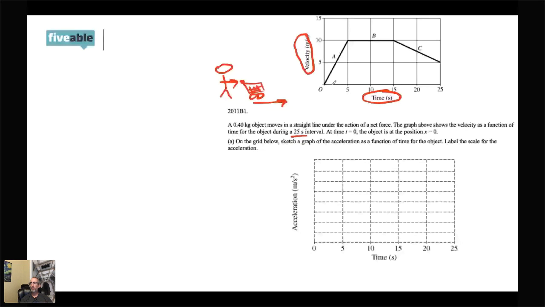Excellent. So our first person has said slope. Now everybody else is saying slope. Very good. So let's find the slope of this. We know that the slope of the line will be acceleration. Why is that? Because that is the change in velocity divided by the change in time.